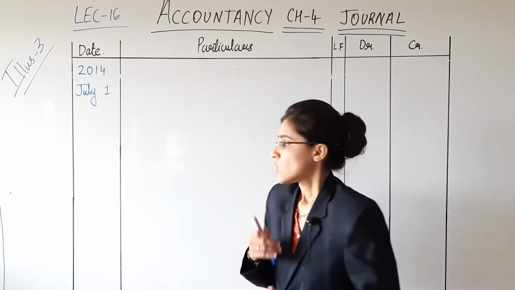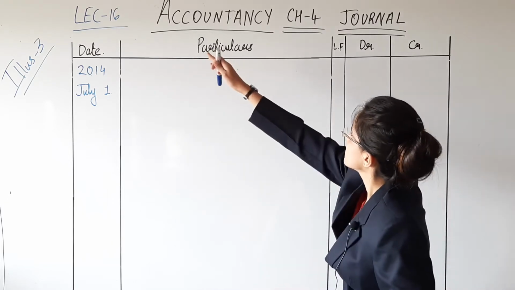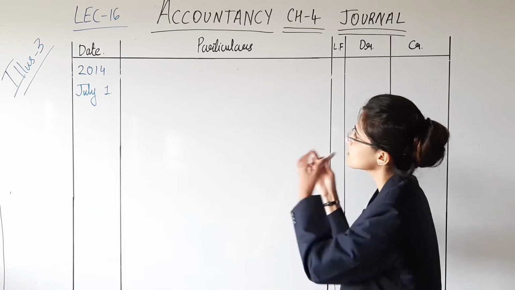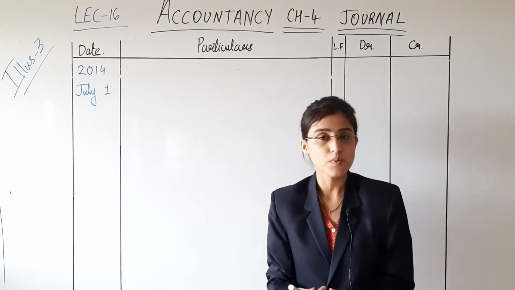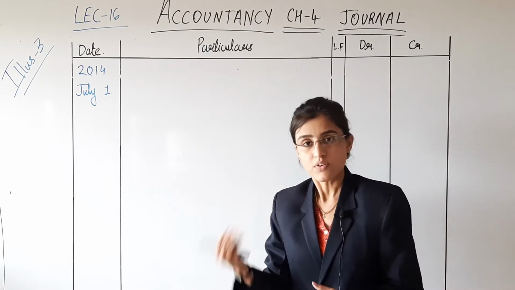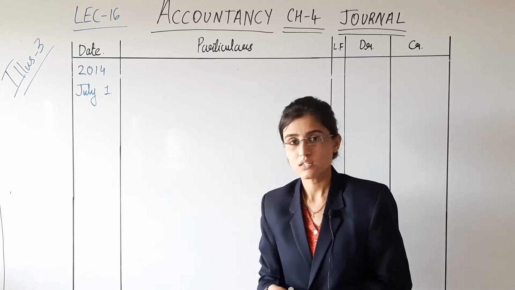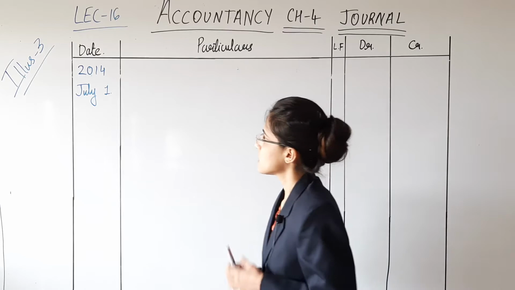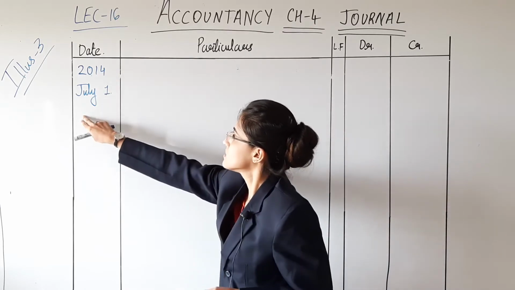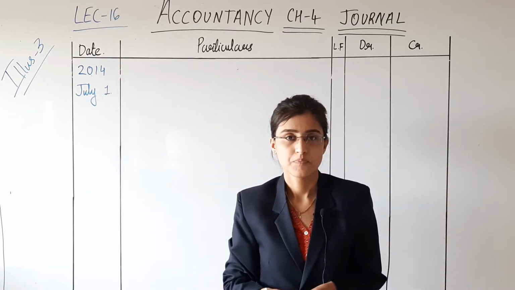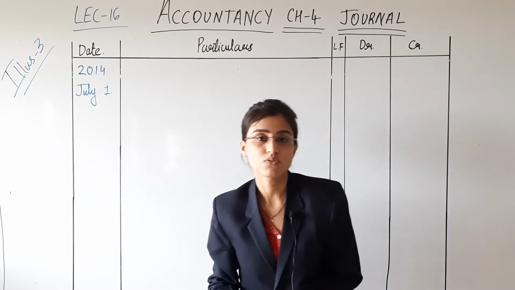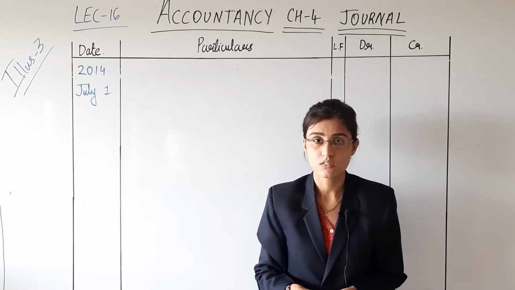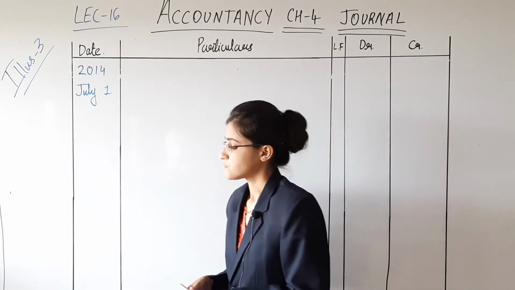I have not written the heading here because I am short of space. Hope you understand this. So, you are supposed to write down the heading the way it is given in the illustration. Then, as I said, the year, month and the date. Now, we are going to record the transactions. That means we are going to write down the journal entries one by one.